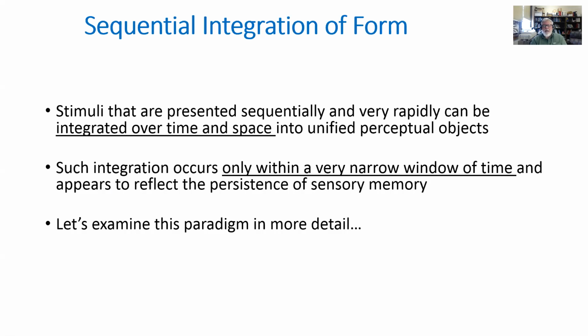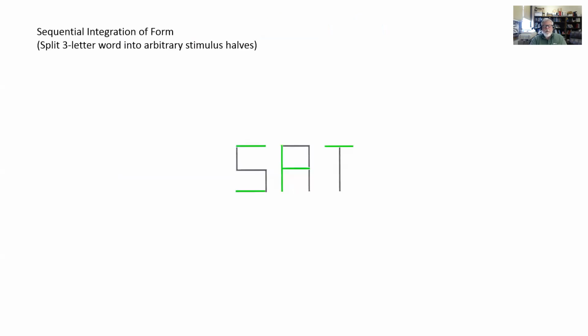Now, that was a pretty abstract set of statements I just made. Let's look at what the stimuli look like in a sequential integration of form experiment to make this a little bit more understandable, a little bit more concrete. So we begin with a sequential integration of form study that's going to use three-letter words. All of the words that are going to be presented in this study, we're going to quickly present three-letter words like the one you're seeing on the screen now, SAT. And people's job, when they're given the stimuli, is to report what three-letter word they just were presented with. But the stimuli are presented in a special way.